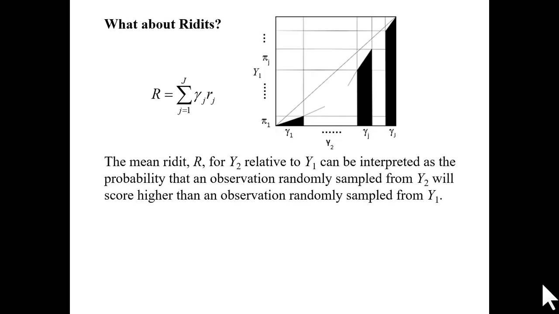Okay, so the mean ridit, R, for y2 relative to y1, is the sum of the probabilities for each of the categories for y2, which I'm calling gamma j's, multiplied by the ridits taken from y1. And they can be interpreted as the probability that an observation randomly sampled from y2 will score higher than an observation randomly sampled from y1.